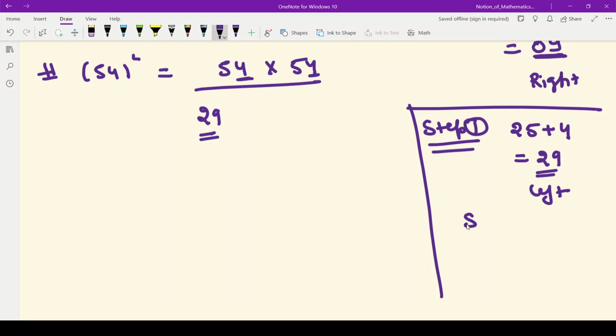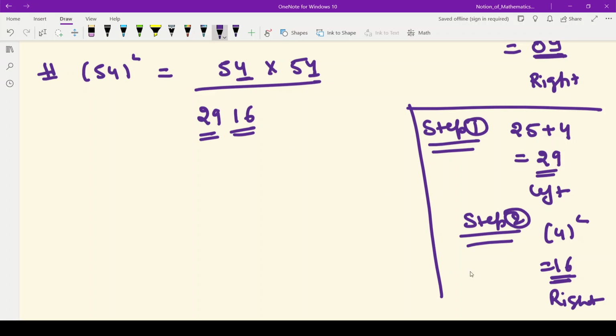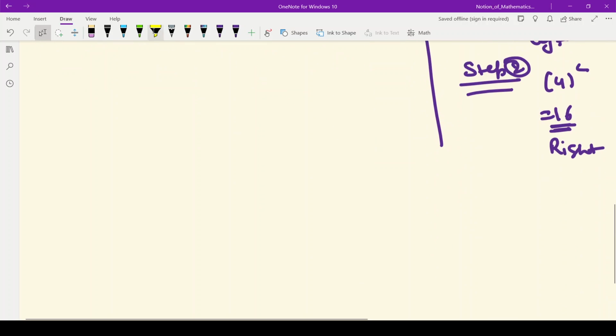And then what is step 2? Step 2 is just square the unit digit. That is 16. It is automatically a 2-digit number, so we will not write 0 before 16. That 16 is written in the right part of the answer. So the final answer is 2916.